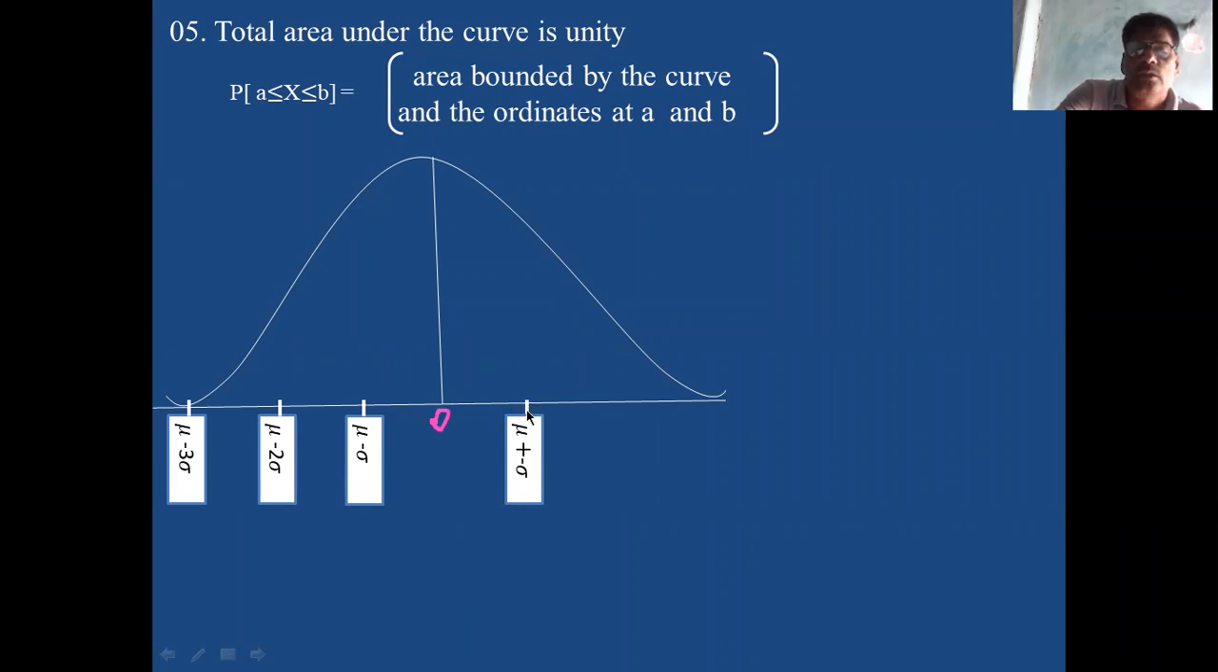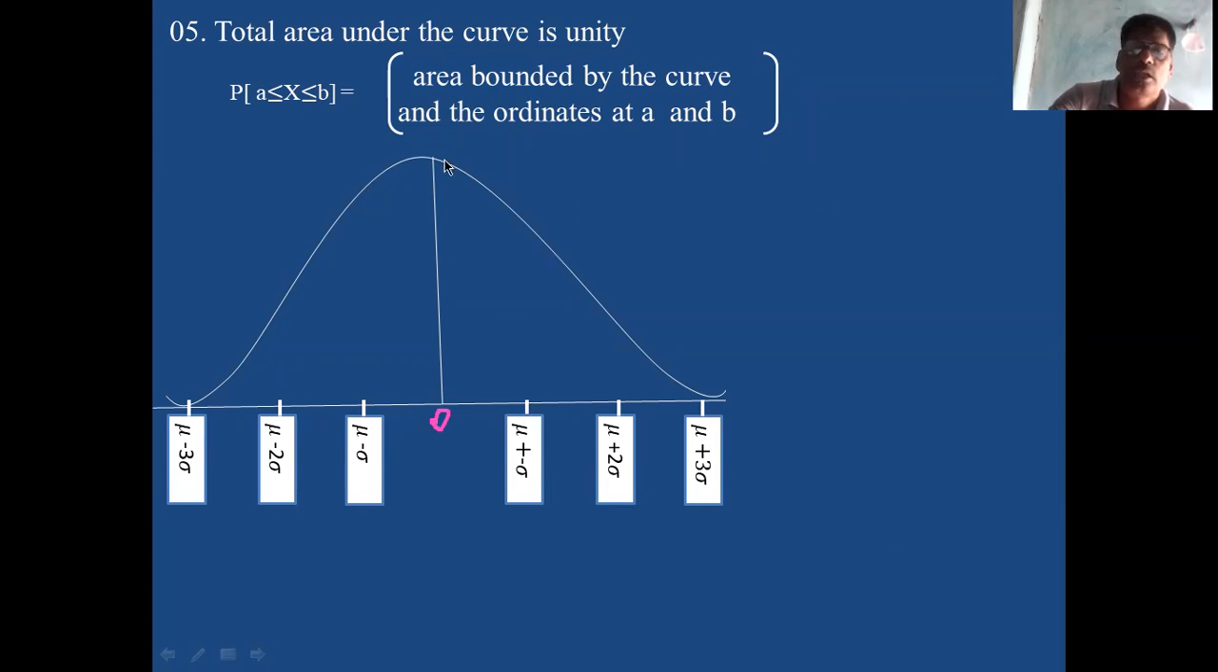0 to the first part is mean plus standard deviation. 0 to the second part is mean plus 2 standard deviations. And the third is mean plus 3 standard deviations. Okay, 3 parts. This is the value. In this way, there is a length of this curve: 0 to first part, 0 to second part, 0 to third part.